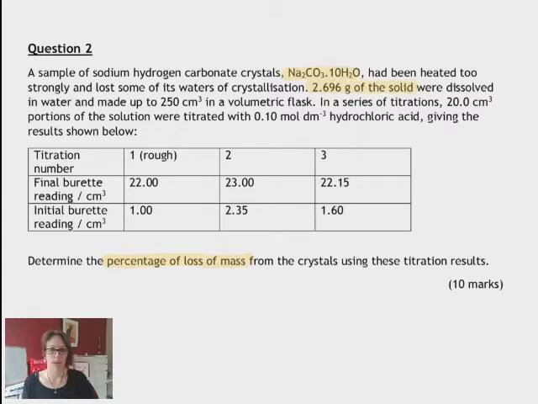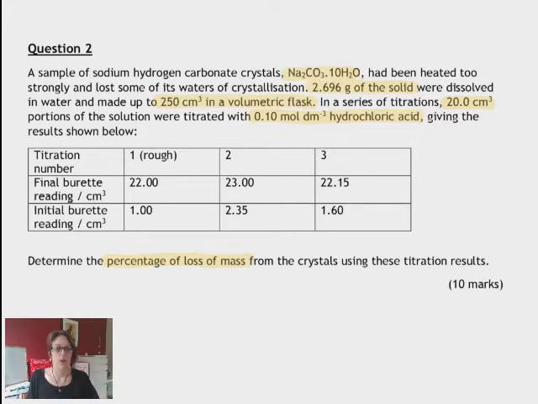We've got the initial mass of the solid. That's been put into a volume of 250 centimetres cubed in a volumetric flask. And then we titrated with 20 centimetres cubed, and we have the concentration of the hydrochloric acid, which is 0.1 moles per dm cubed. And then we're given a table of titration results.